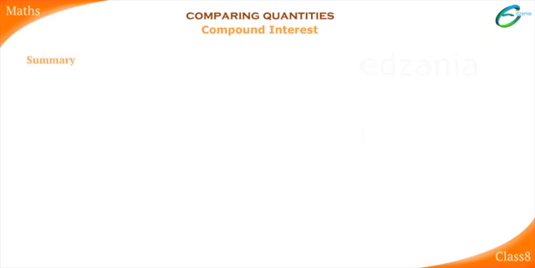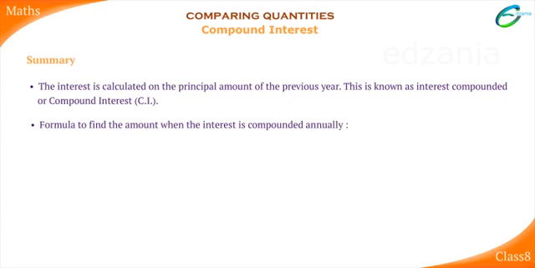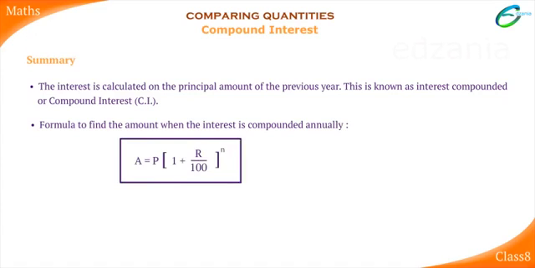Summary. The interest is calculated on the principal amount of the previous year. This is known as interest compounded or compound interest, CI. Formula to find the amount when the interest is compounded annually: A is equal to P into (1 plus R upon 100) raised to N, where P is the principal, R is the rate of interest, N is the time period.